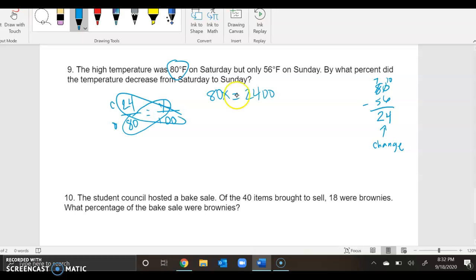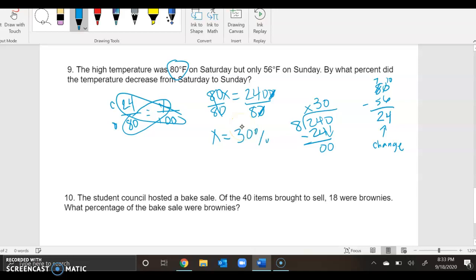To get X by itself, we have to divide both sides by 80. These will cancel, leaving me with X. I can take away a 0 from the top and the bottom, but we still have to divide 240 by 8. 8 will not go into 2, but it will go into 24 3 times. 24 minus 24 is 0. Bring our 0 down and back up. So we know that this was a 30% decrease in temperature from Saturday to Sunday.